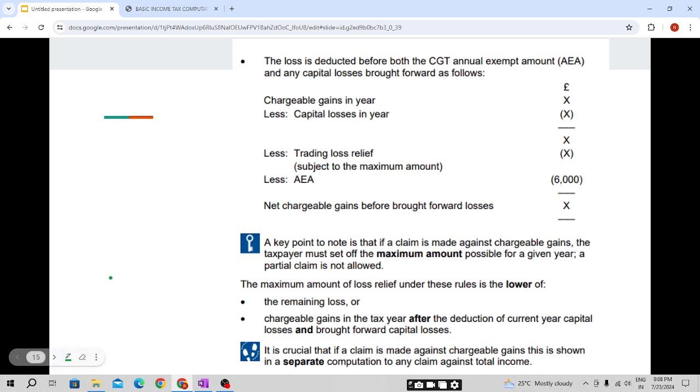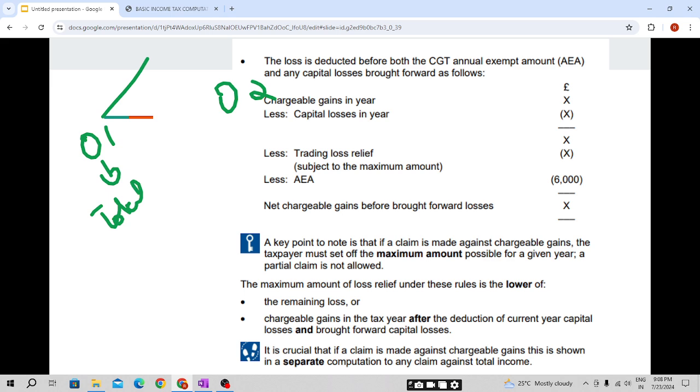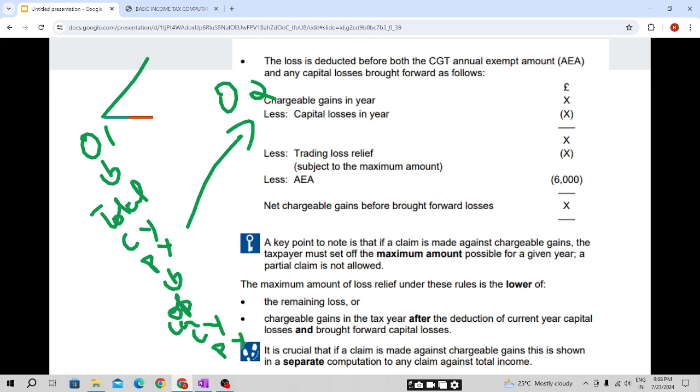the chargeable gains. So first we covered, students, option 1, option 2. If option 1 is selected, then set off against the total income of current year and previous year. No partial claim is allowed. Then a further option is available to set off against the chargeable gains of current year and previous year. If we do not select to set off against the chargeable gains, then the loss will be directly carried forward to the next year. If we elect, then we'll set off.